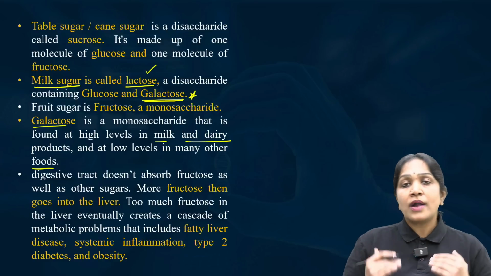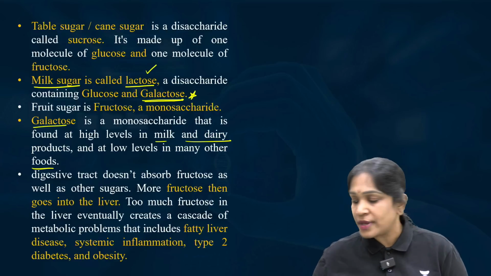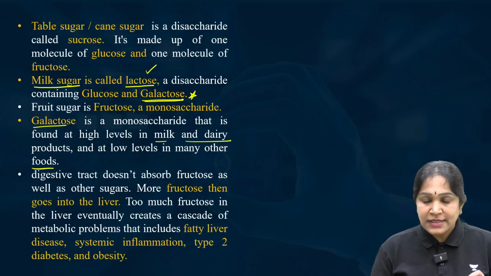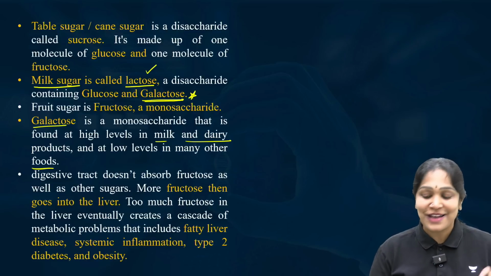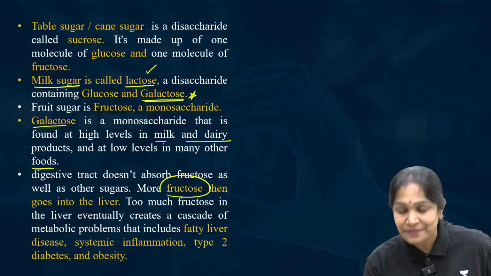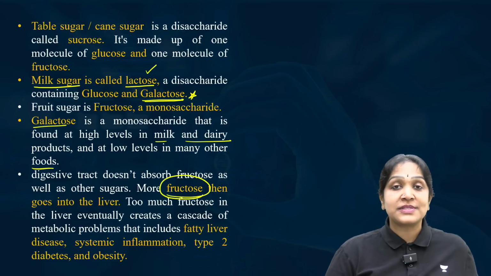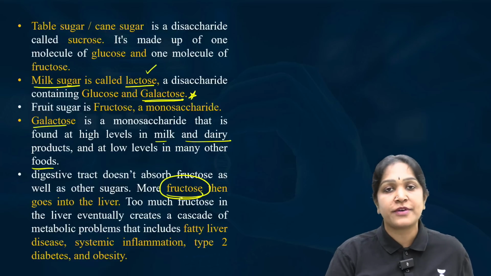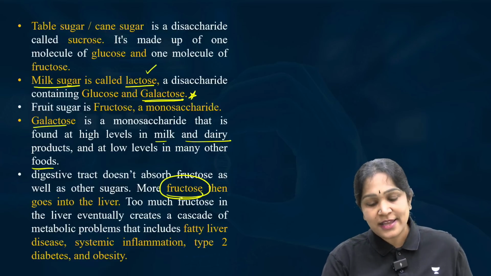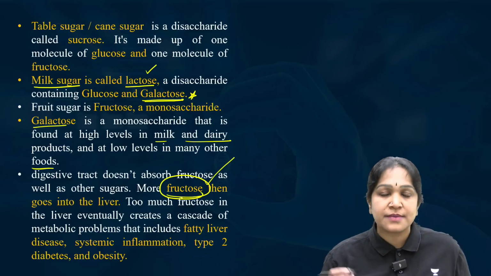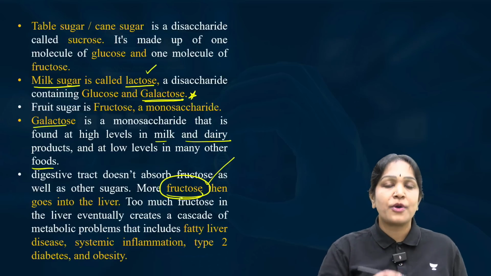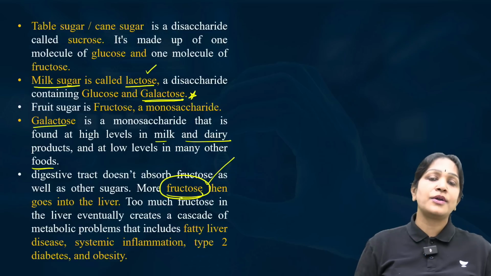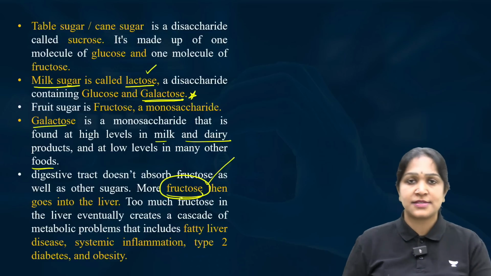Now, what is the most harmful sugar we have? Interestingly, the most harmful sugar is fructose. We think that the fruits are very healthy and we try to consume more fruits in our food. But interestingly, the fruit sugar fructose is the most harmful sugar among all the other sugars. It means even fruits are not good when we consume in excess.